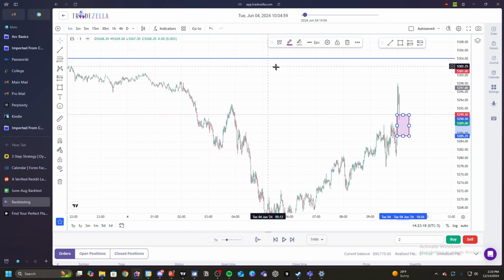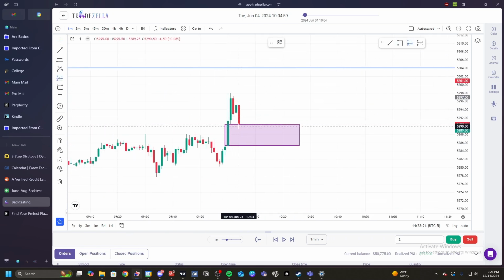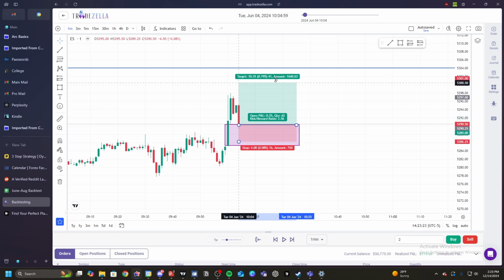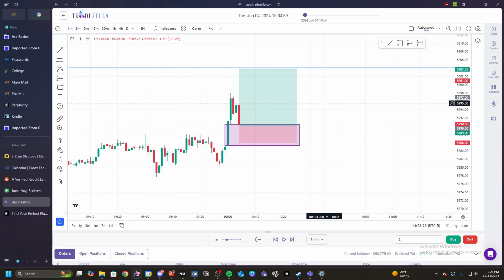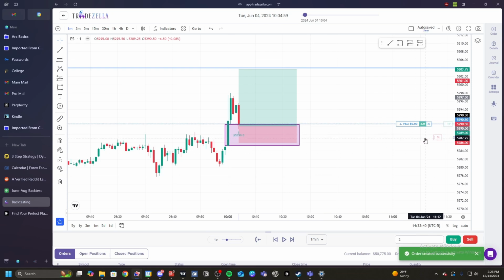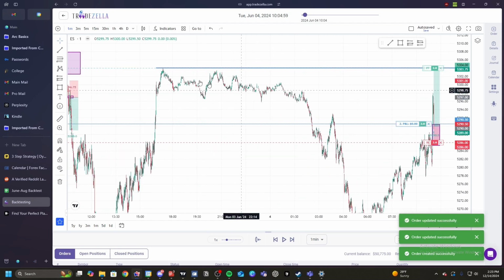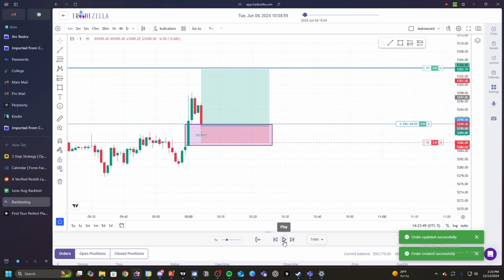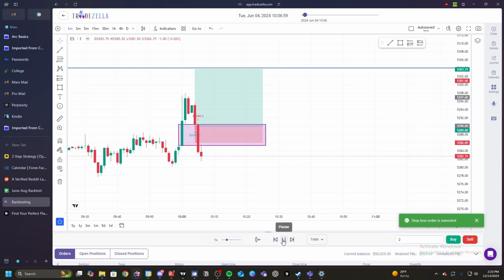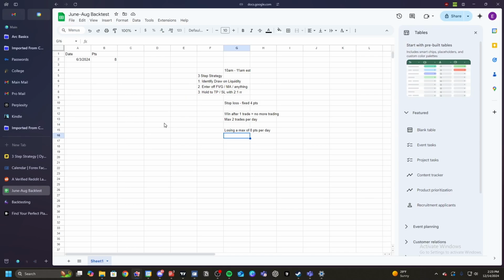We could target this high up here. We have a bullish reaction off the 10 a.m. news, and we have this 1 minute bullish FVG, so we could try something like this. Two contracts, buy, stop loss down here, take profit up here. All right, let's see how this plays out. Oh, instantly stopped. That's crazy. So that would be -4 points on that day.